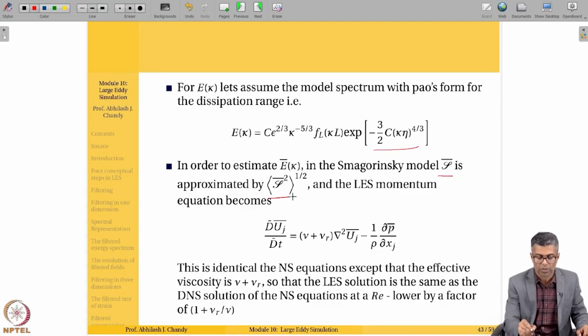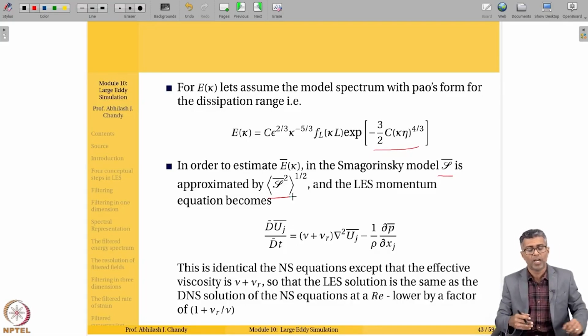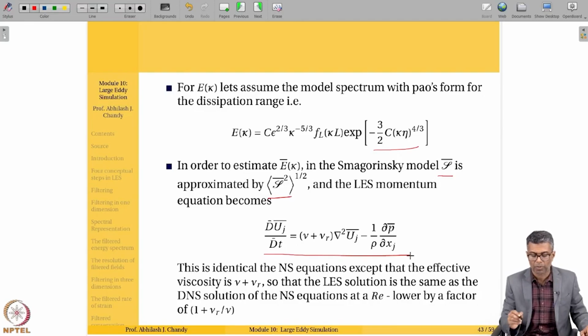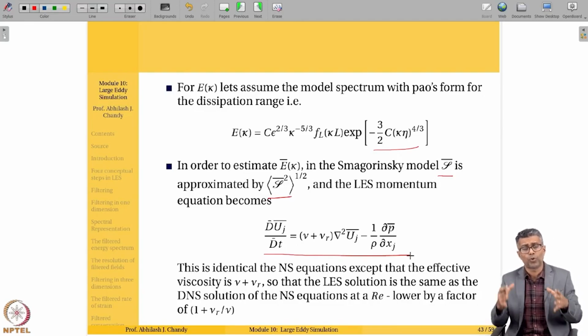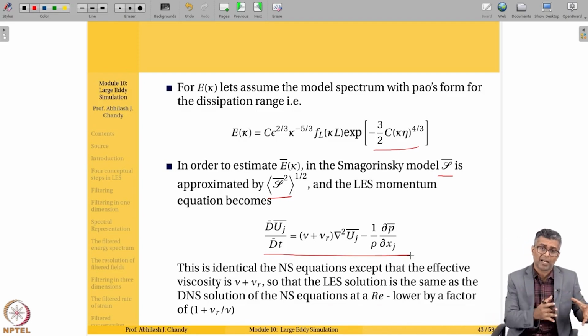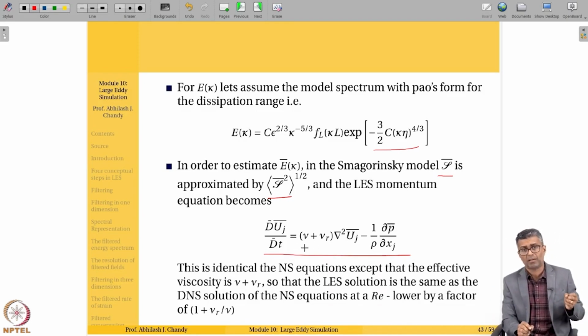rate of strain is approximated by S bar squared to the half, and then your LES momentum equation becomes this. This looks very similar to what we had in the Reynolds equations, where we group the eddy viscosity and the kinematic viscosity together. We are doing the same thing here. The eddy viscosity and the kinematic viscosity are grouped together. That is your viscous diffusion term, and then you have the pressure term and the inertial term on the right hand side.